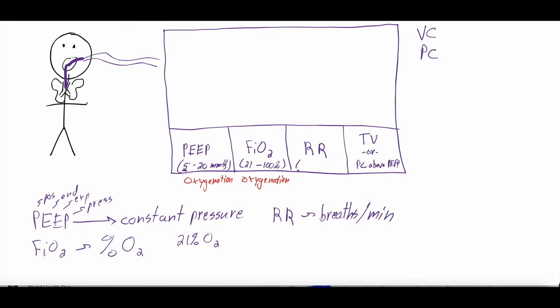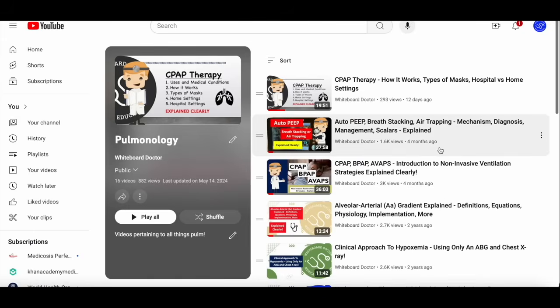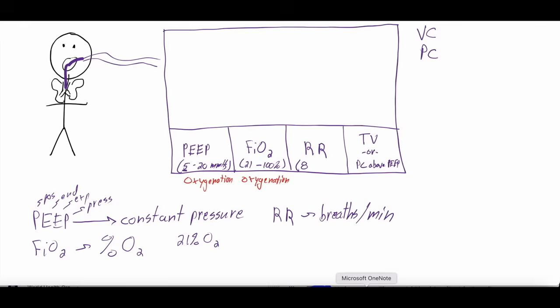We very rarely go less than 8, and even 8 is incredibly low. There's some complex reasons you sometimes will go that low if someone has a very prolonged expiratory phase and breath stacking and all that kind of stuff. We actually covered that in one of the videos up here, auto PEEP, breath stacking, air trapping. So check that out. We'll link it in the video description.